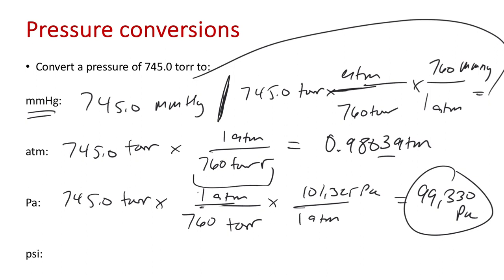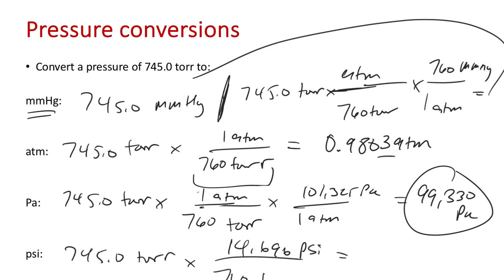Okay, so PSI. So we just might have to have the value from the previous slide, but it's 745.0 torr. So 760 torr is 1 ATM. And it was 14.696 PSI. So that's 14.41.